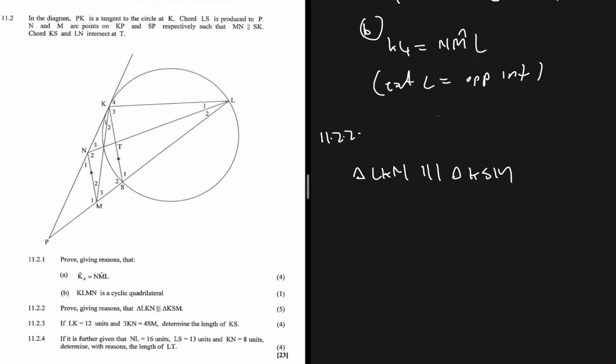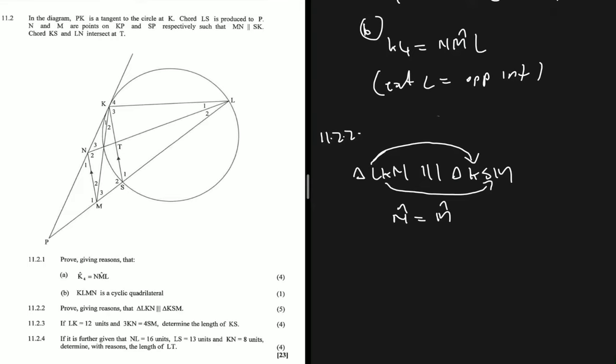When the examiners set these kinds of questions, they set them in such a way that the way they name them is relative to the angles that are equal. So this angle L in triangle LKN will be equal to the angle K in triangle KSM, right? And then the letter that follows will also be equal to the letter that follows, right? So the last letter will be angle N being equal to angle M, right? So every time you are writing an examination, they don't just name the triangles randomly. They name them relative to the angles that are equal.